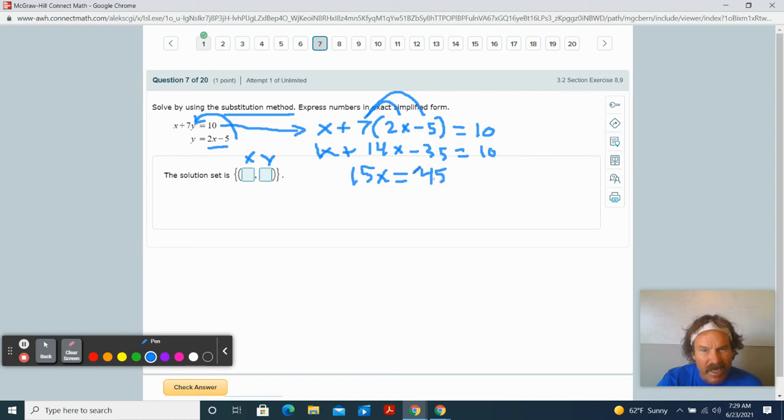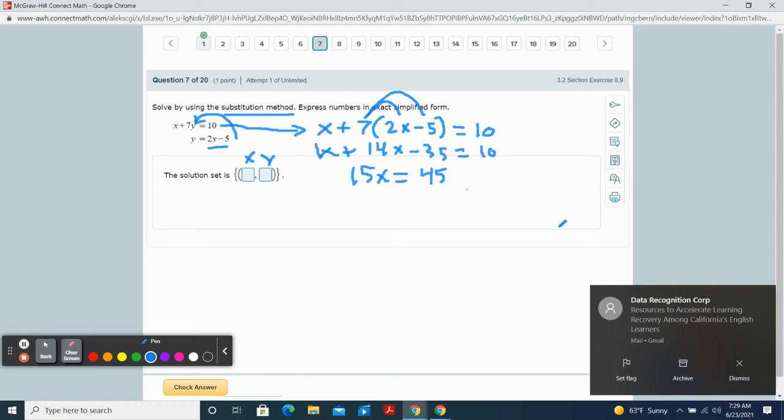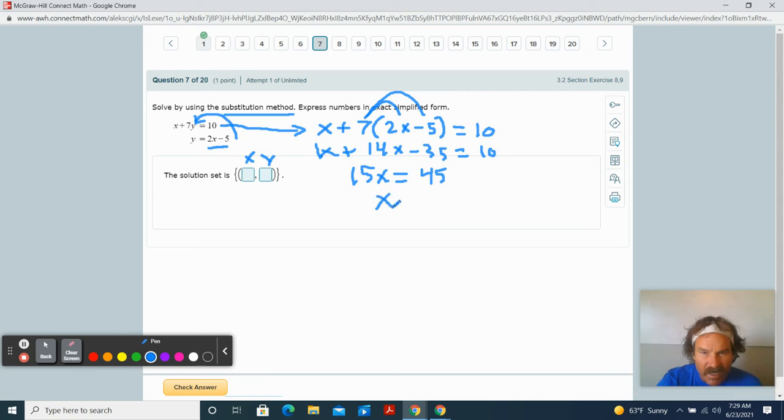I'm combining a couple steps here, so hopefully you're with me. I'm not showing every step. And then I divide both sides by 15, and 45 divided by 15, that's nice. It's a whole number. I like it when the answers turn out to be whole numbers. That way we don't have to plug in any fractions. That's not your entire answer, but you've done more than half of the work. You've gotten the x value. The x value is 3.